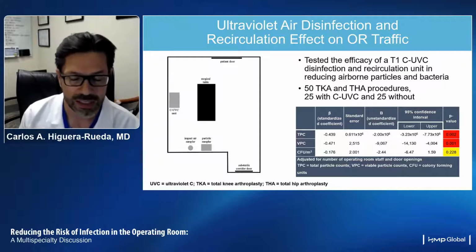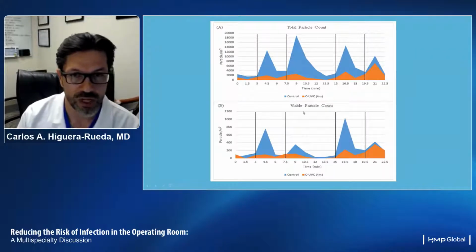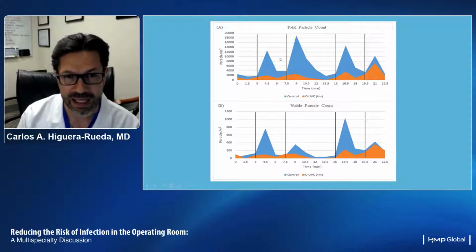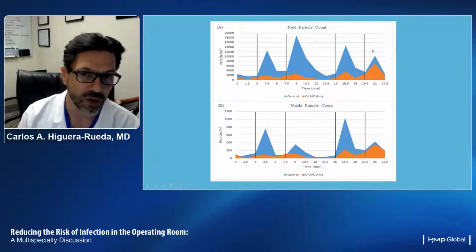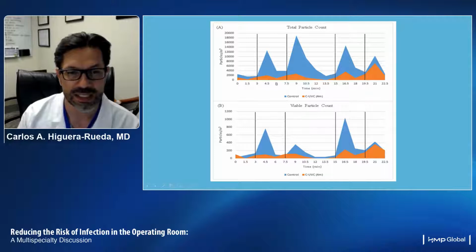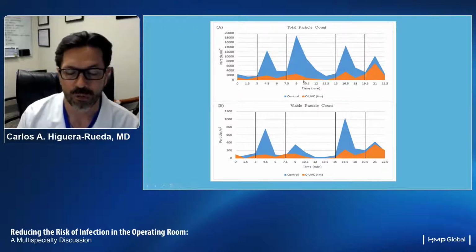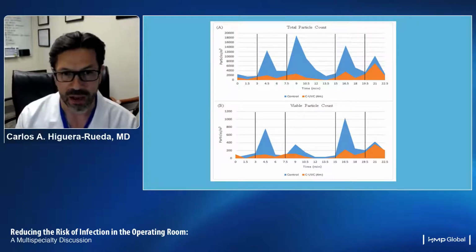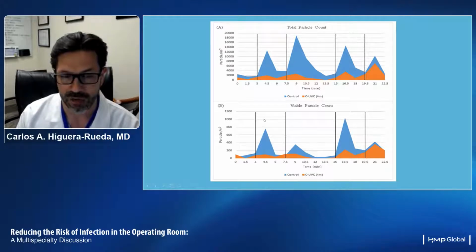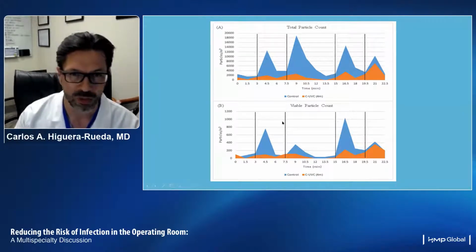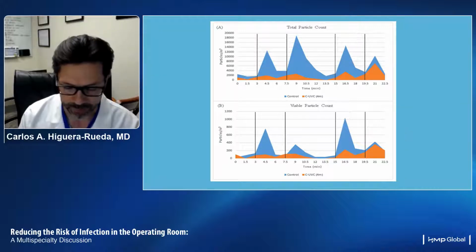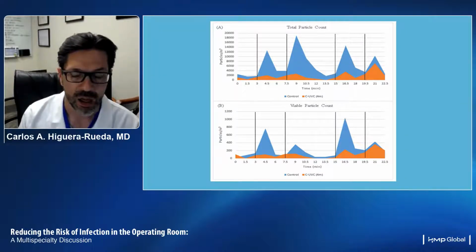And just for illustration purposes, these lines indicate the opening of the OR door, and you can see the significant increase in the volumes of total particle units in blue when we did not use this type of filters. And in orange, you can see that it kept the total volume of particles very low, regardless of the opening of the door. So we believe that those changes of pressure avoid these spikes of particle counts.